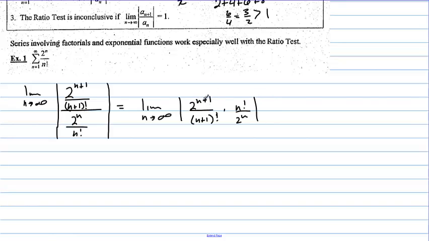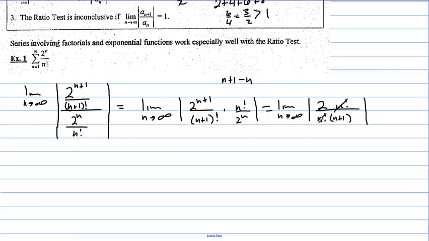Now let's take the 2's first. When you divide the same base, you subtract the powers. So we really have n plus 1 minus n. So that's going to leave 2 on the top. So we have the limit as n approaches infinity of 2 on top, and then on the bottom we can make this n factorial and then times the next one. That really would be n plus 1 factorial.